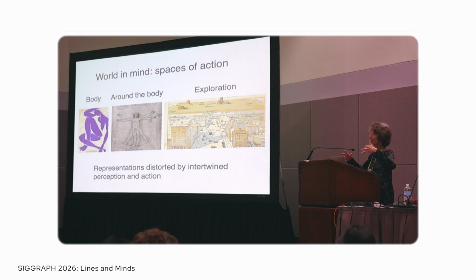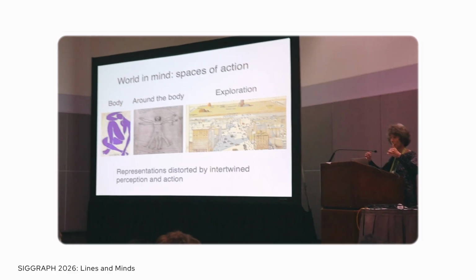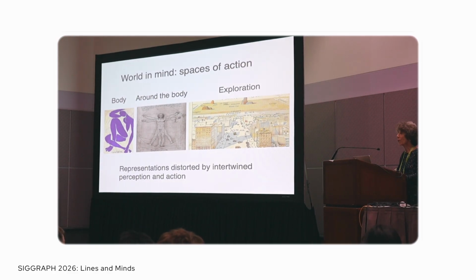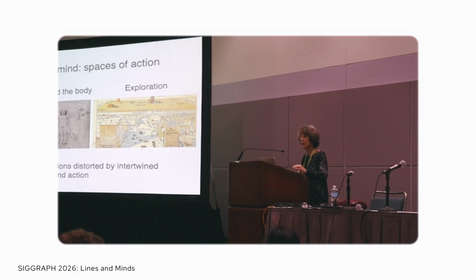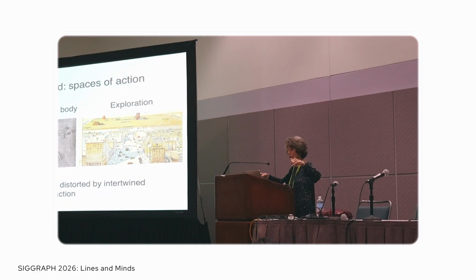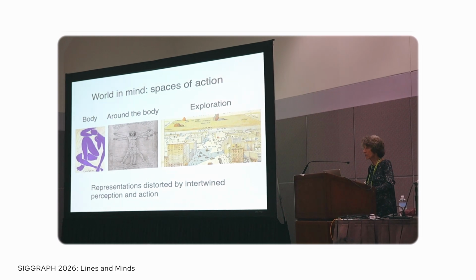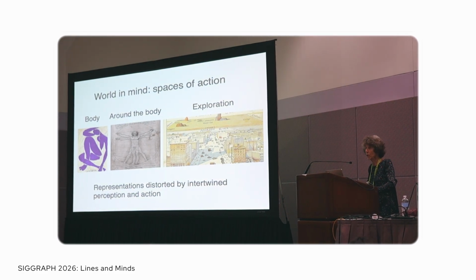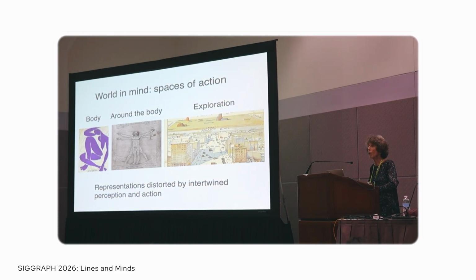First, we need to put the world in our mind, and those are the various spaces we act in: the space of the body, the space around the body and reach of hand or eye, and especially the space of exploration, which we need to know from many different experiences. We can't see it all at once. We have to piece it together. Again, those representations are distorted by intertwined perception and action.